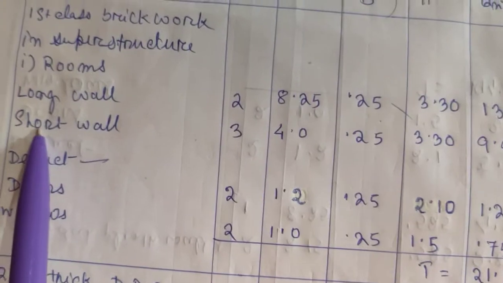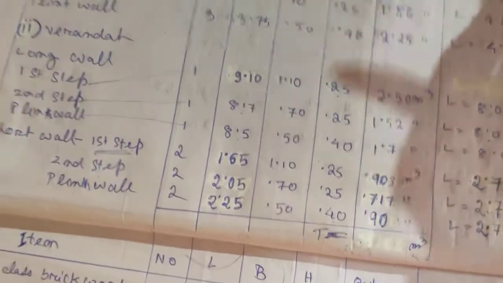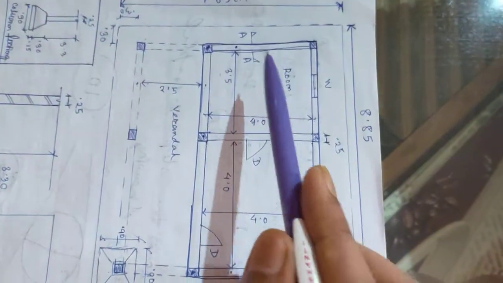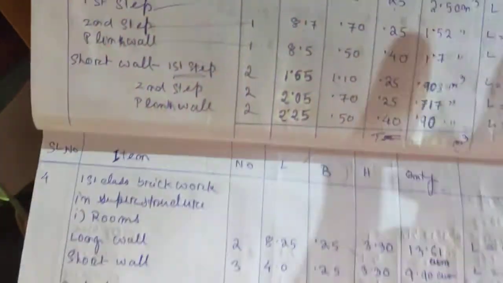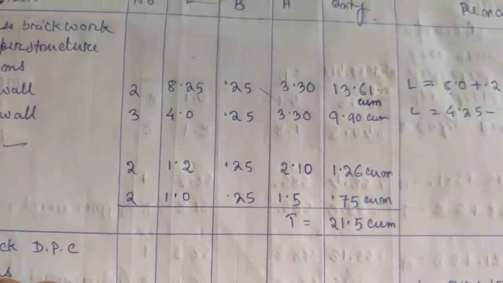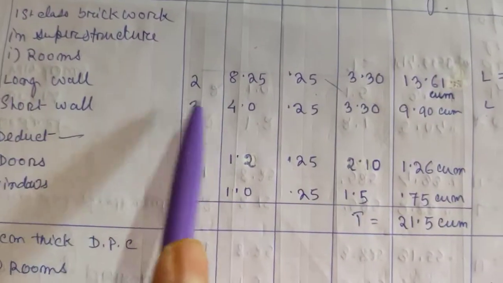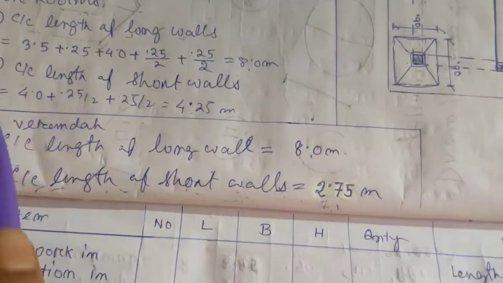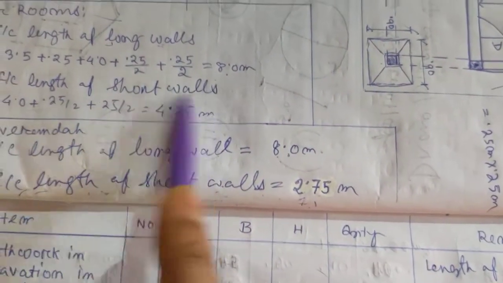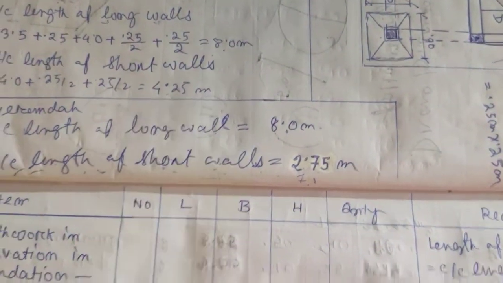So we'll calculate for the short wall. How many short walls are there? 1, 2 and 3 for the rooms. Veranda we don't have any superstructure wall. So for the rooms, number of short wall is 3. Center to center length of the short wall for the rooms is 4.25.